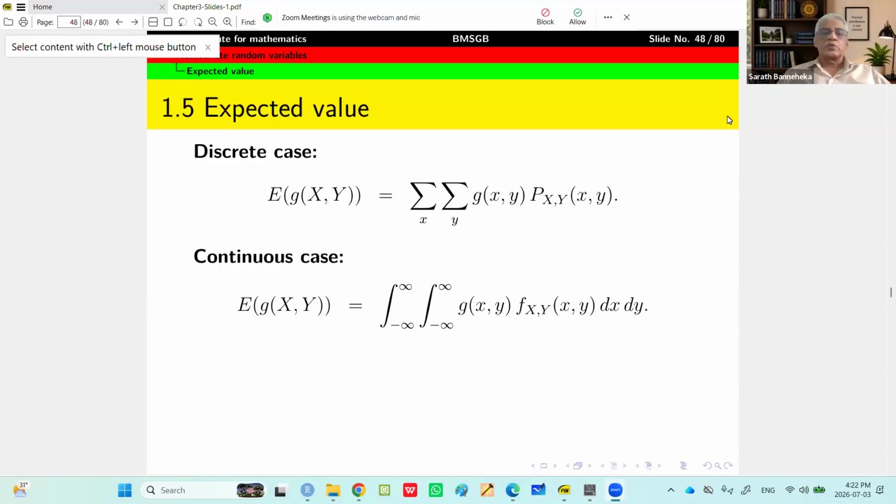At the end of part two, I was talking about expected value. And I defined the expected value of some function g of capital X, capital Y for the discrete case and continuous case. And you can see this is a direct extension of the definition for expected value of g(X) when you have a single variable. So let us now look at an example.